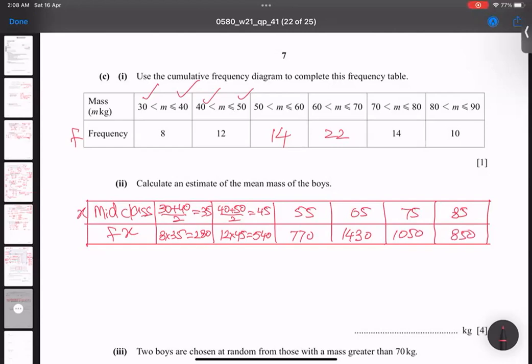And now if I add them all and get the answer from here, because what is the formula for the mean we have? We have a formula, sigma. What is the mean formula?